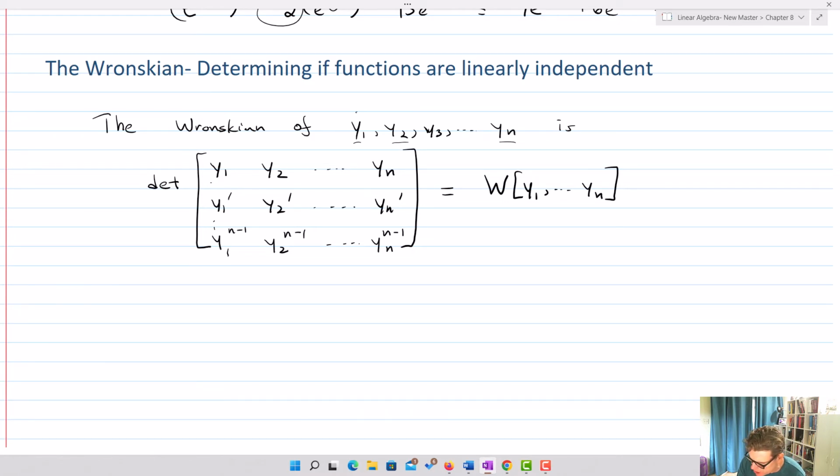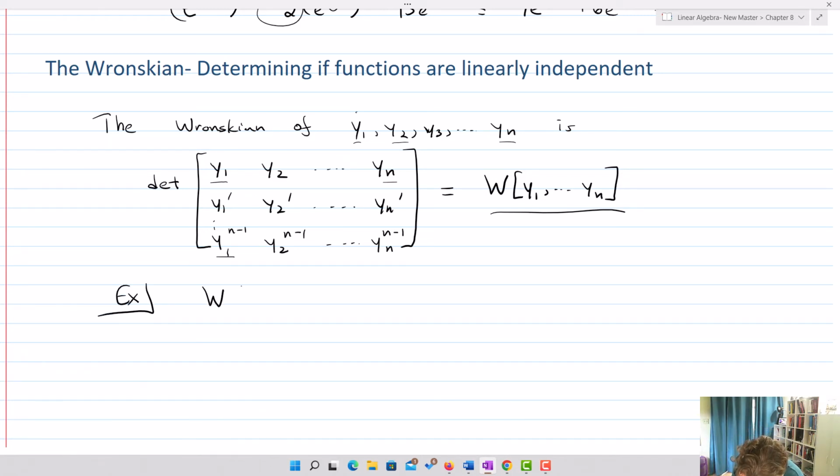The matrix is going to start out with y1, our first function, and then we're going to take its derivatives all the way down to the n-1th derivative. If I've got n functions, we'll go down to the n-1th derivative, and then we'll do that for y2, and all the way up through yn, which will give us an n by n matrix, and we write it as the Wronskian of y1 to yn.